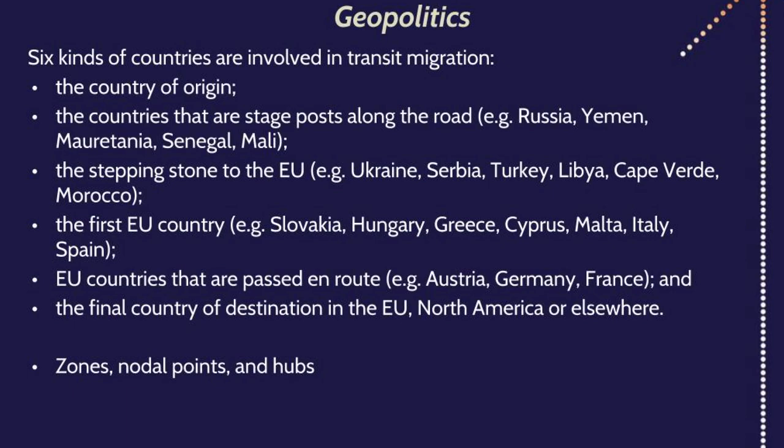The countries that raise the alarm in the EU most are those countries in the immediate neighborhood of the EU from where people depart in order to arrive in the EU. I call them stepping stone countries here, but I'm not sure this is a very good depiction. Ukraine is one of those countries, Serbia now, Turkey, Libya, Cape Verde in the past, Morocco is on the agenda again. But then there is also the first country of arrival in the EU, Slovakia, Hungary, Greece, and so on.